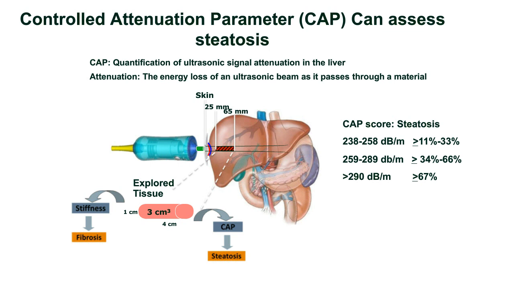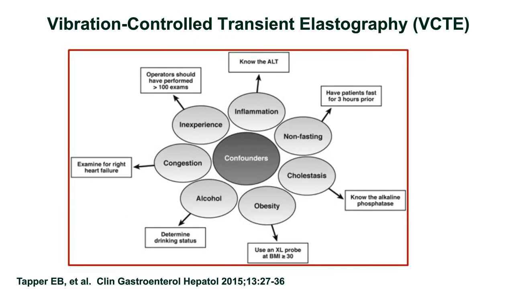When using the vibration-controlled transient elastography device, there are, of course, important caveats with this. You need to know the ALT level. You need to have the patient fast for 3 hours prior to the scan. If they've eaten, the elastography scores can be elevated more so than they would be in a fasting state. You should know the alkaline phosphatase levels. Typically, those with cholestatic liver disease seem to have stiffer livers than those who don't.